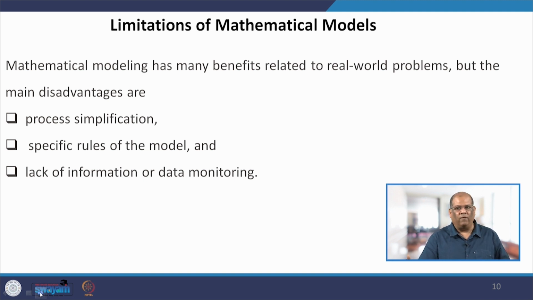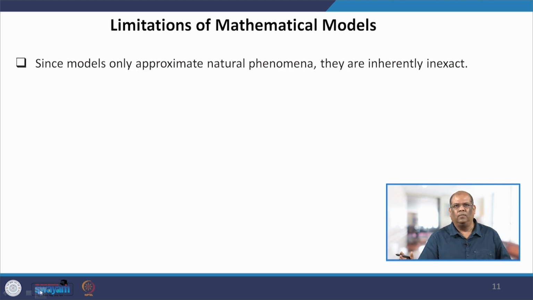So, if you do not have data, if you have incomplete data or if you have incorrect data, then that will create a huge problem in the output of the mathematical model. So, you have to be very careful when you are dealing with the data while doing your mathematical modeling and estimating those parameters. As I told you before, these models are approximate, or sort of modified version of the real life phenomena.